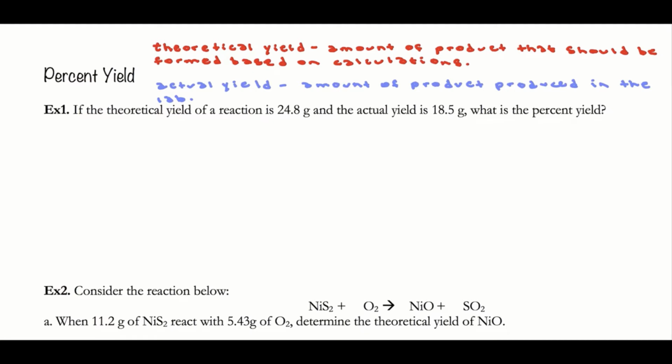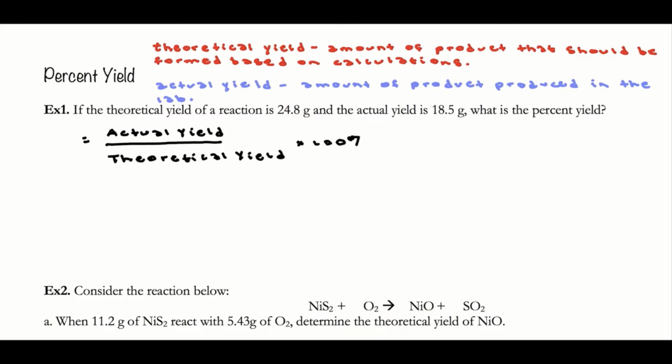So to determine the percent yield, and I'll write it here under the first example problem, you can write it wherever you want, but the formula for it is simply your actual yield, what you actually got in the lab, divided by the theoretical yield, what you calculated should have formed. Okay? And then we're going to take this value and multiply it by 100% to make it a percent. And that's all percent yield is.